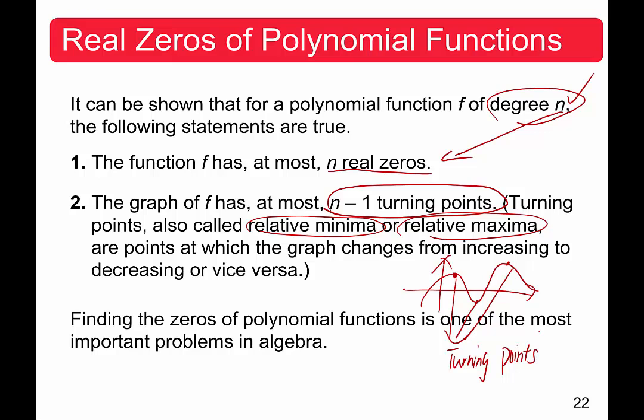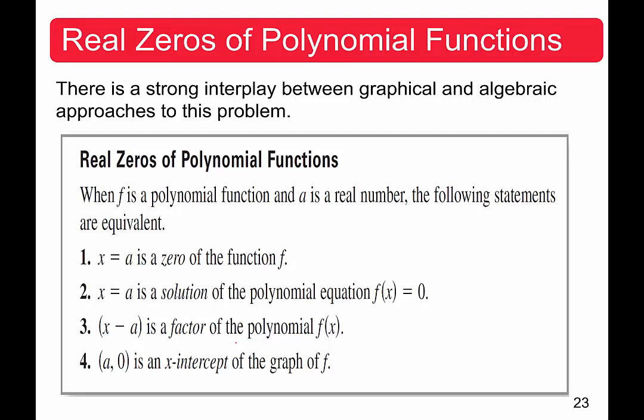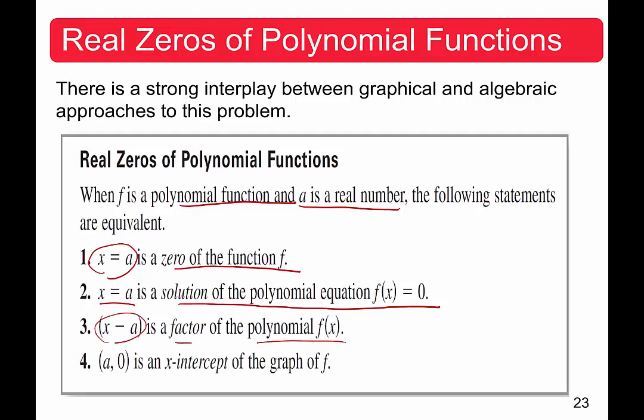Okay. And finding the zeros of a polynomial function is one of the most important tools, also one of the main problems in algebra. Okay, so real zeros of a polynomial function: when f is a polynomial function and a is a real number, the following statements are equivalent. X equal to a is a zero of the function f of x. X equal to a is a solution of the equation f of x equal to 0. X minus a is a factor of the polynomial function f of x. And the point a comma 0 is an x-intercept of the graph of f of x. Okay, those four are equivalent statements, and they all mean the same thing, right? We're all talking about real zeros of the polynomial function.